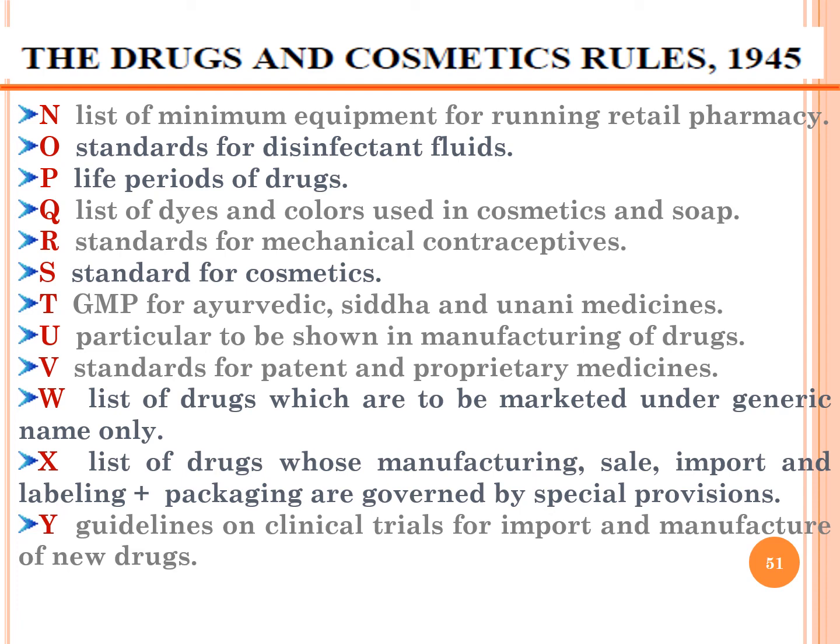U. Particulars to be shown in manufacturing of drugs. V. Standards for patent and proprietary medicines. W. List of drugs which are to be marketed under generic name only. X. List of drugs whose manufacturing, sale, import and labeling plus packaging are governed by special provisions. Y. Guidelines on clinical trials for import and manufacture of new drugs.